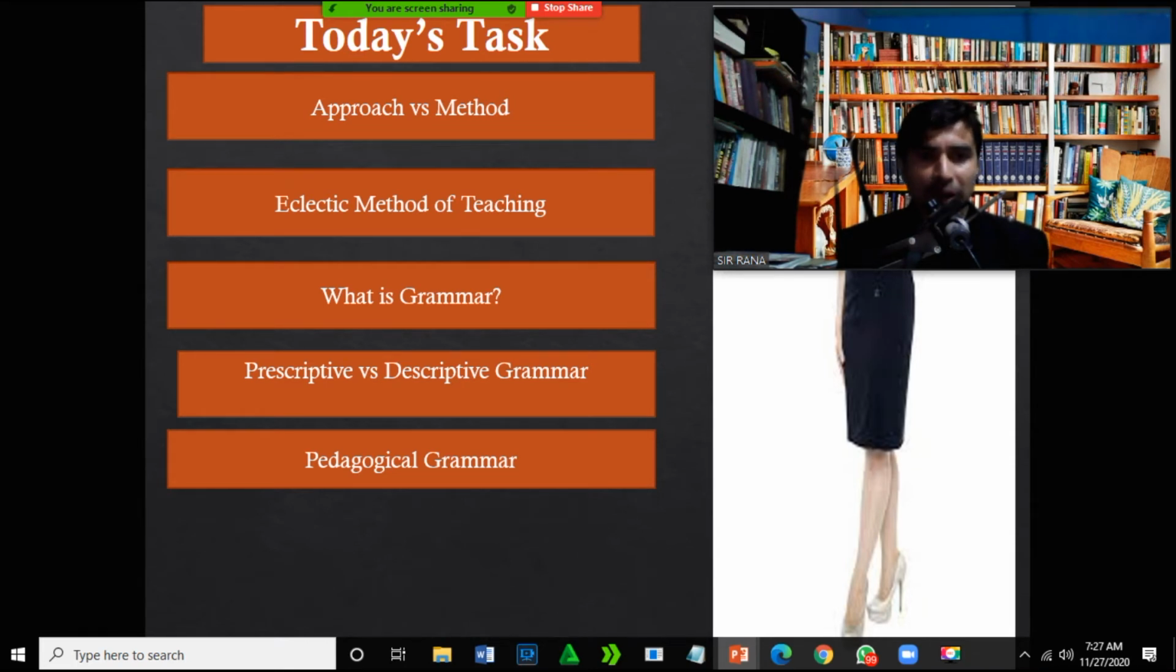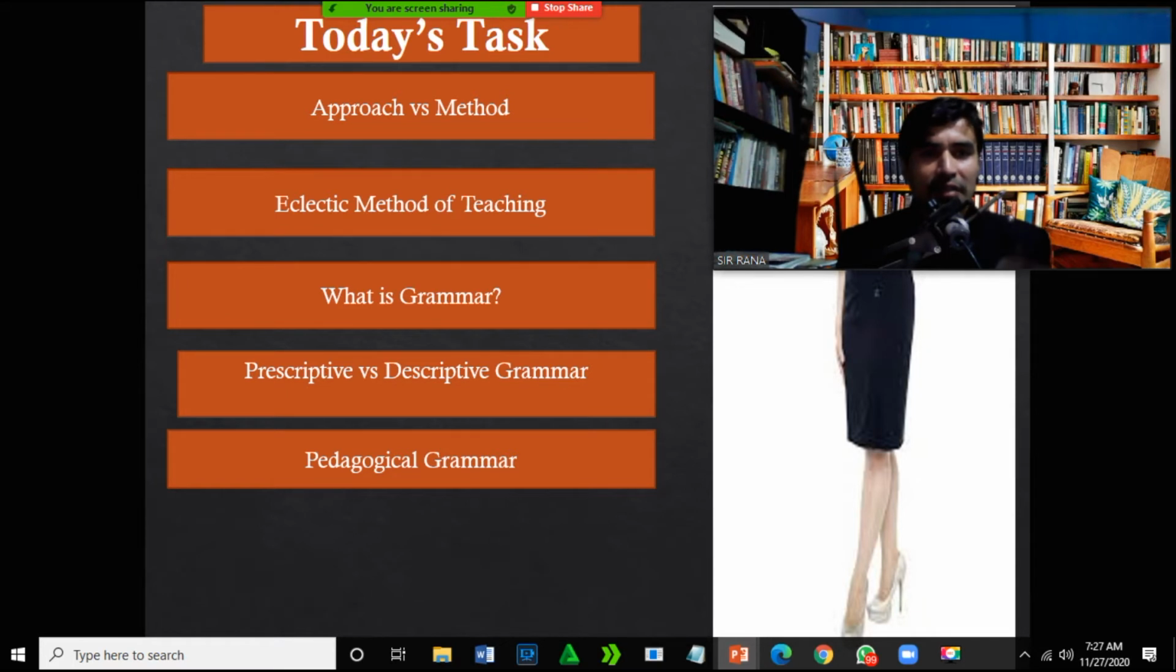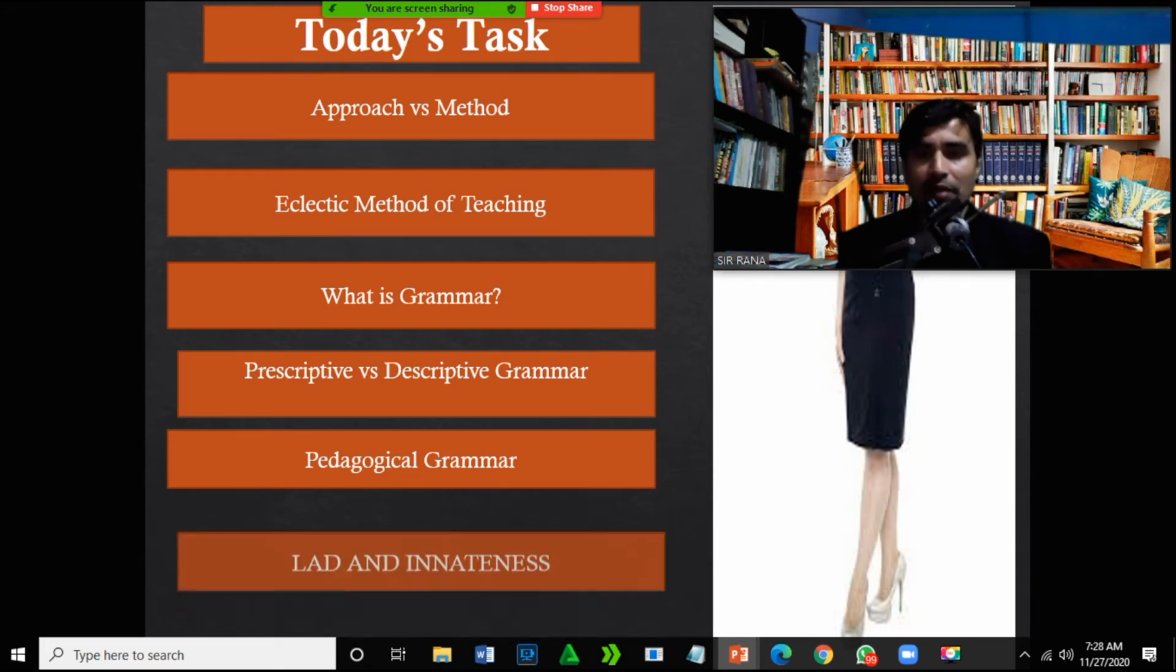So what pedagogy do you use to convey to the student? What strategy do you apply to teach the student? The technique you apply in the classroom to convey ideas to the student is known as pedagogical grammar. I'll be talking about it in detail in today's lecture.